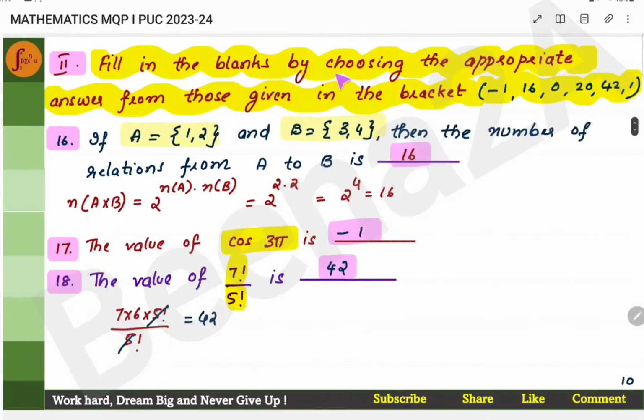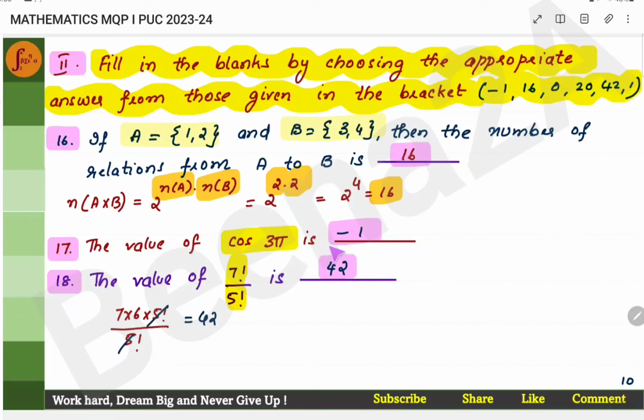Now let's look at fill in the blanks, right? You have the answers given in brackets here, so you have to fill in the blanks. If A is equal to {1, 2}, B is equal to {3, 4}, then the number of relations from A to B is... The formula to find the number of relations is 2 to the power of the number of elements of set A times the number of elements of set B. Number of elements in A is 2, number of elements in B is 2. So you get 2 to the power 4, which is 16. So 16 is the right answer.